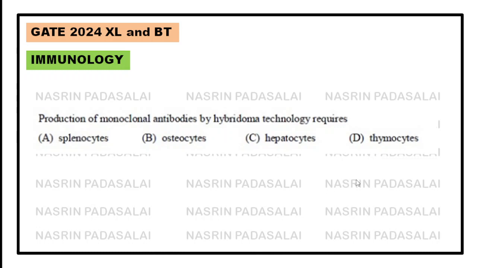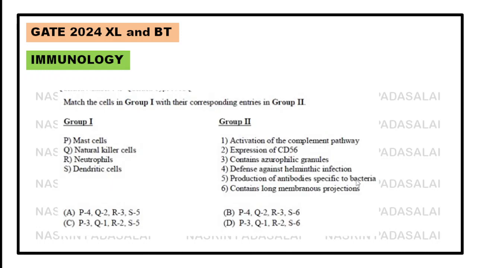Next, production of monoclonal antibodies by hybridoma technology requires splenocytes. Splenocytes are the cells isolated from your spleen. In monoclonal antibody production, two important players are the B cell and the myeloma cell. B cells are taken from the spleen. That's why for monoclonal antibodies the splenocytes are taken, and the spleen is a secondary lymphoid organ where antibodies encounter antigen. So for isolation of B cells, splenocytes are needed for monoclonal antibody production.